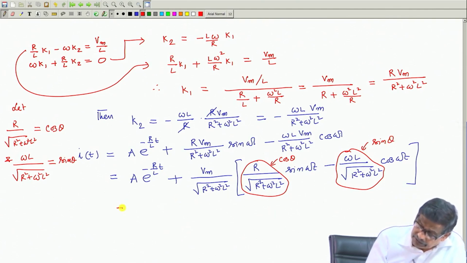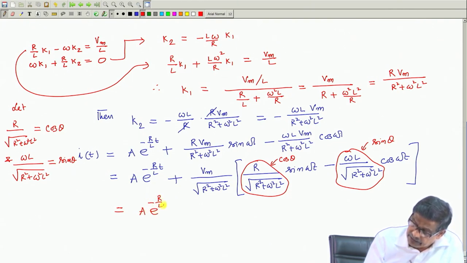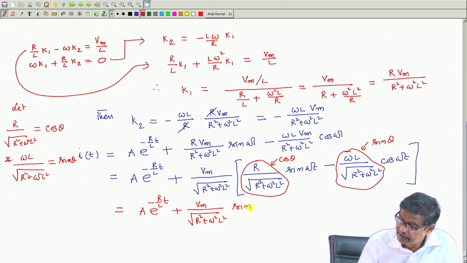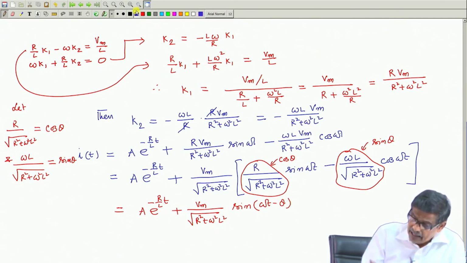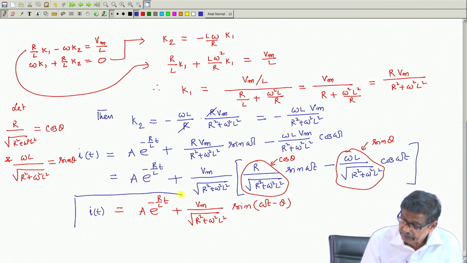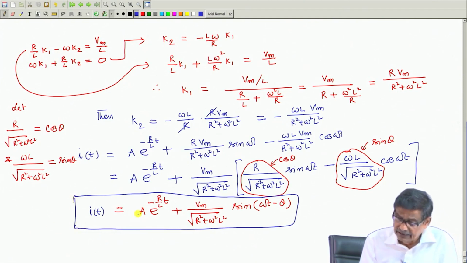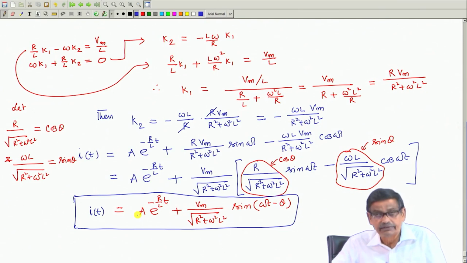Therefore, this solution is nothing but A into e to the power minus R by L into t plus V m by this quantity, and this can be written as sin of omega t minus theta. Got the point? So, this is i of t. This is the solution. Now, in this solution, capital A has not been determined yet.